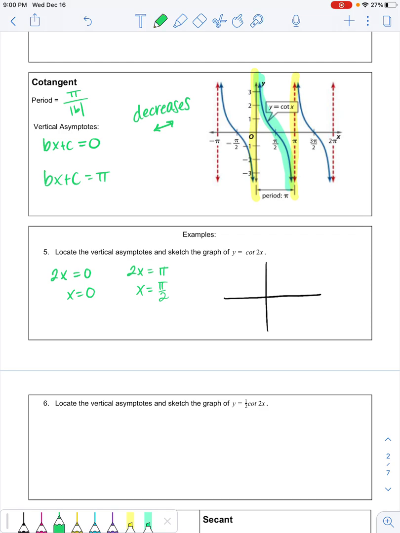So as I graph those asymptotes, 0 and then pi over 2, I know that because there's no vertical shift, there's no d value here, d is still 0. My function is going to have that kind of midpoint on the x-axis, and then again it's cotangent, so it's going to decrease. So start on the left high and fall to the right.